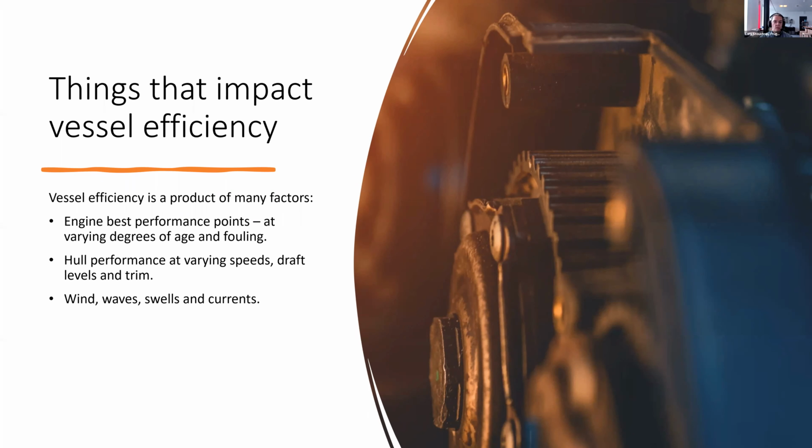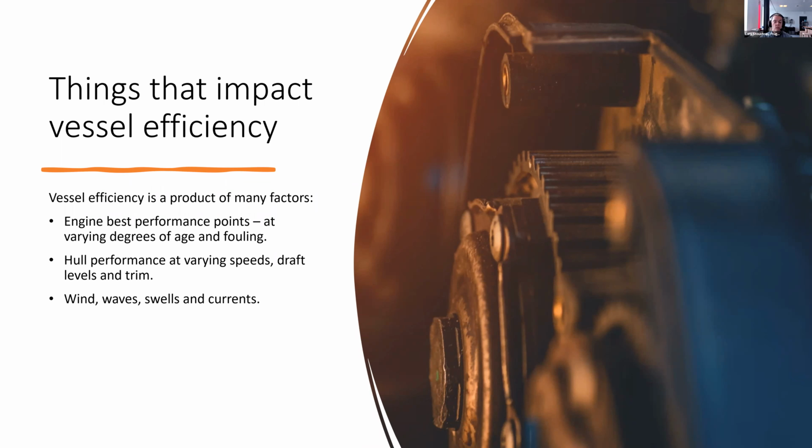Same is true for vessel engines. They have best speeds and best operation points as well. These depend also on the age of the engine. It gets wear and tear. Linings need polishing and may not have been polished. There's fouling. There's the turbochargers. All sorts of components have varying performance at varying degrees of age and fouling. So there's a lot of variability in there.